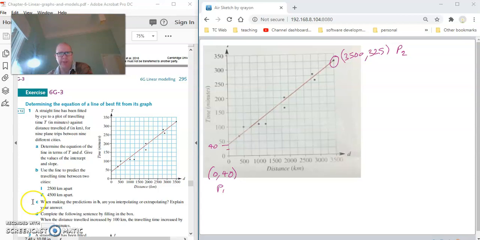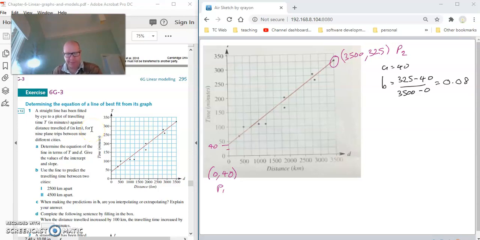So let's have a look at the question now. We've had a quick analysis, found a couple of points. So determine the equation in terms of t and d, give the values of the intercept and slope. Okay, so we've given the value of 40 for the intercept, so we'll just write that here. A equals 40. B equals, so y2 minus y1, 325 minus 40, over x2 minus x1, 3,500 minus 0. Okay, so this is our B. I'm just going to quickly do a calculation on that, and that equals 0.08.